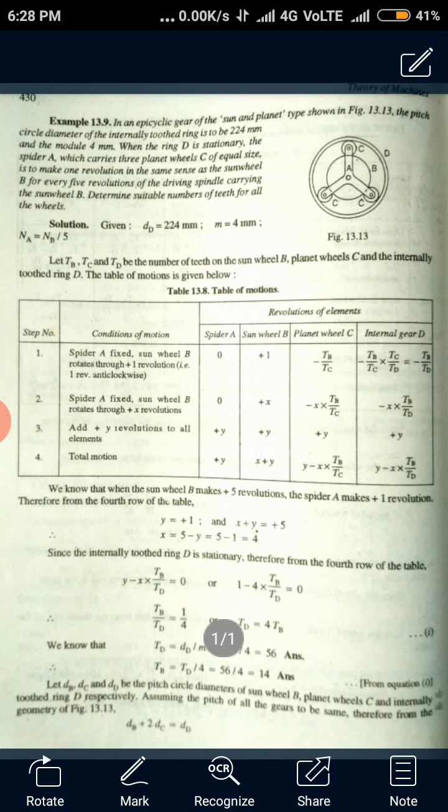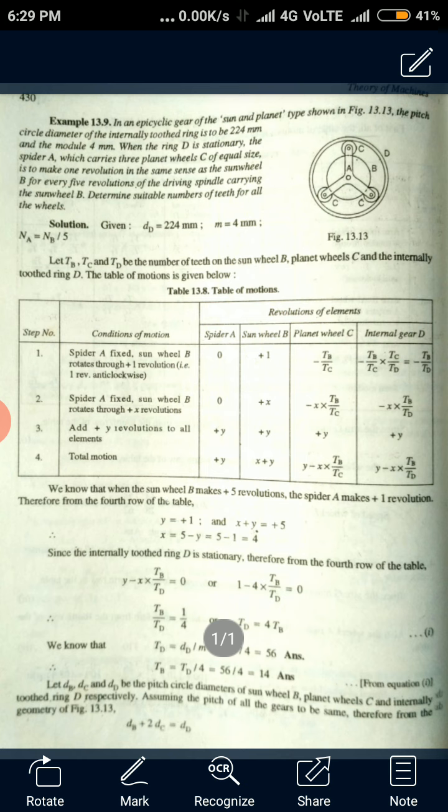Next, what condition is given? Read the problem: when the ring D is stationary. That means gear D is fixed. From the table, speed of gear D, y minus x TB by TD, is equal to 0 because it is fixed. Substitute x and y, and you get the relation TB by TD equal to 1 by 4, or TD equal to 4 into TB.